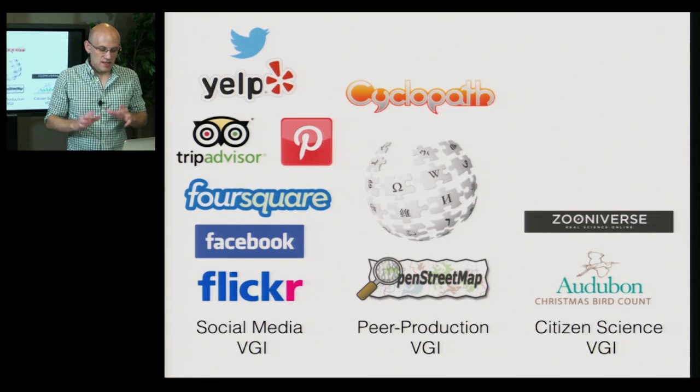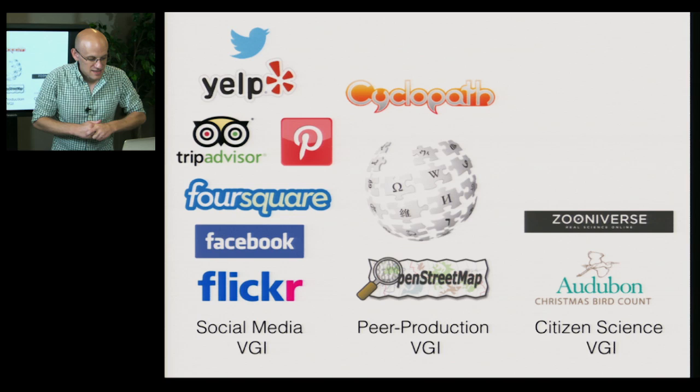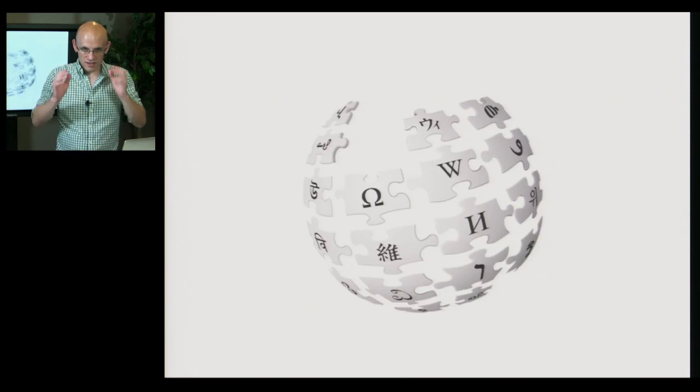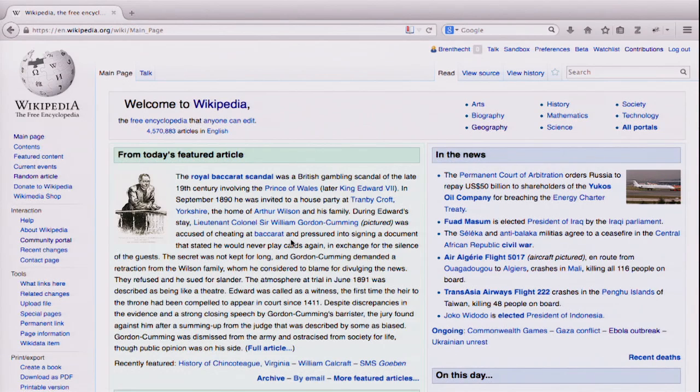Okay, so let's move on to the second type of VGI we're going to consider in this lecture, and that is peer production VGI. And for that, we are going to first do a deep dive into Wikipedia-based VGI. Here we are on the English Wikipedia's main page. I'm sure many of you are familiar with the main page here. I'm pretty sure most of you are also familiar with the fact that Wikipedia can be edited by literally anyone.